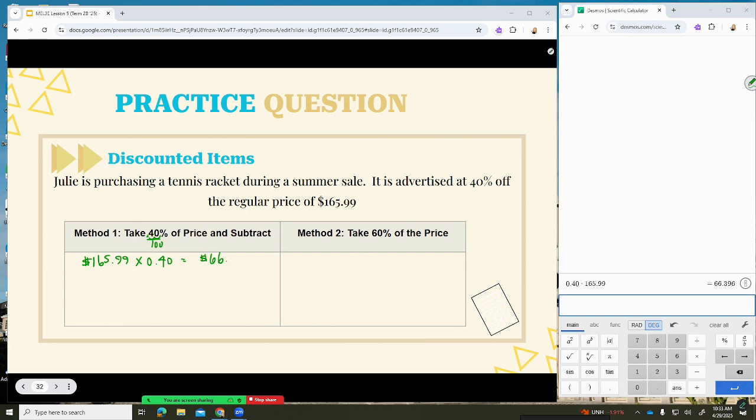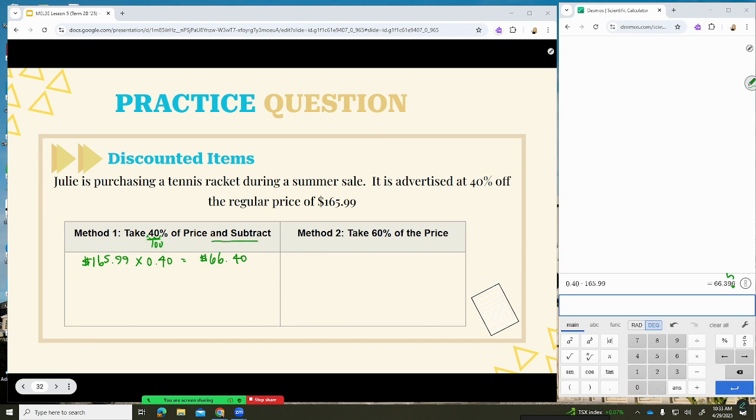Now here we have decimal 396. Remember, money is to two decimal places. That third digit, that 6, is strong enough to bump our 9 up. So we round up to $66.40. So that's just the discounted price. So method one, we calculate the 40% of the price.